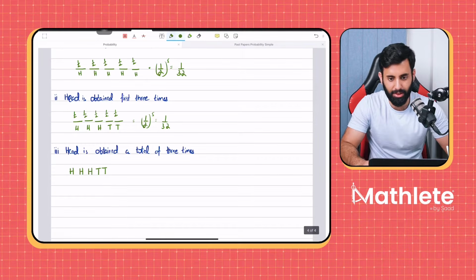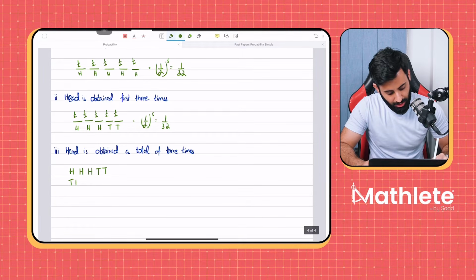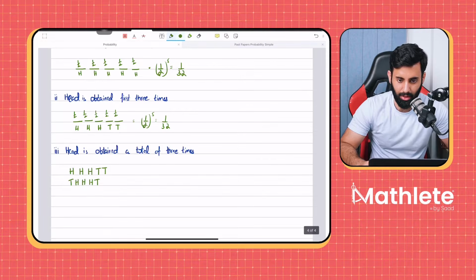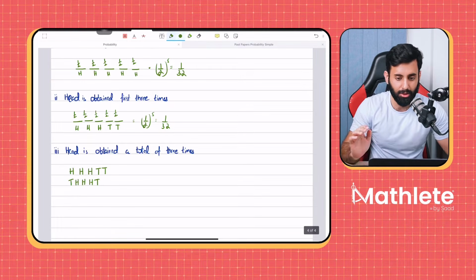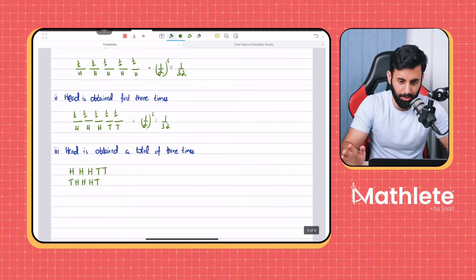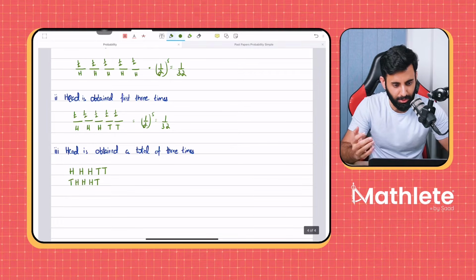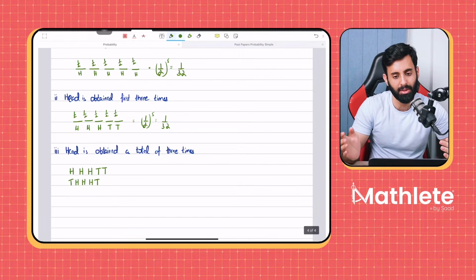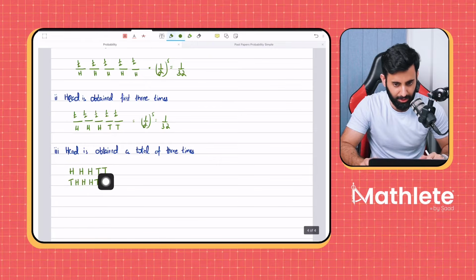Think about it. Is there any other way? Yeah, that's true. Tail, head, head, head, tail. And tail, tail, head, head, head. So the point is, we don't know how many there are going to be unless we figure out a way to count the possible outcomes. To count the total possible outcomes where we have three heads and two tails.